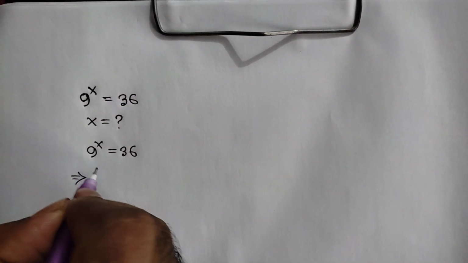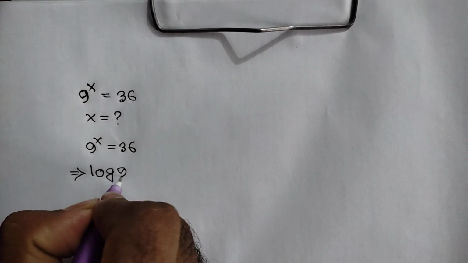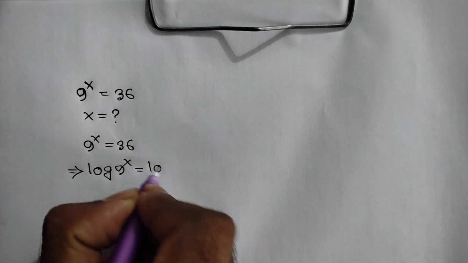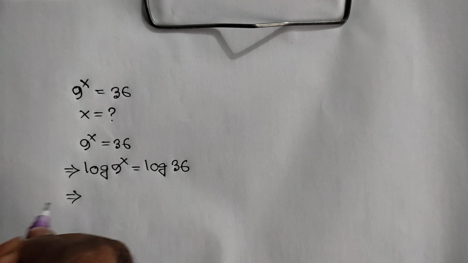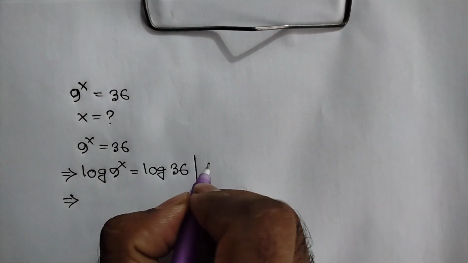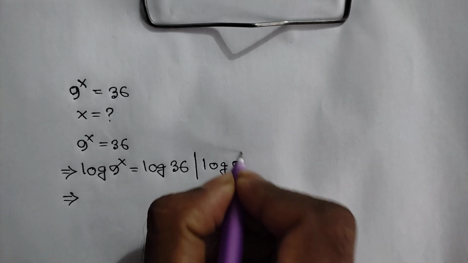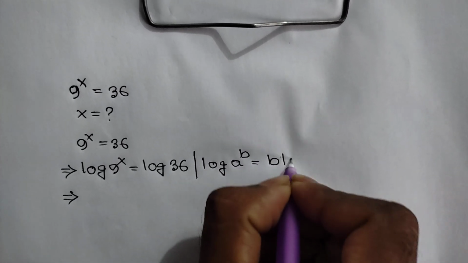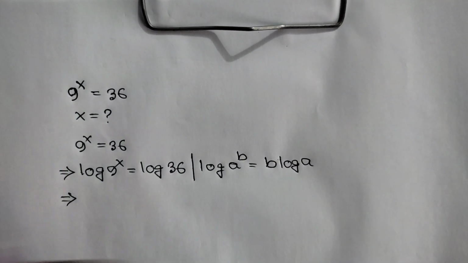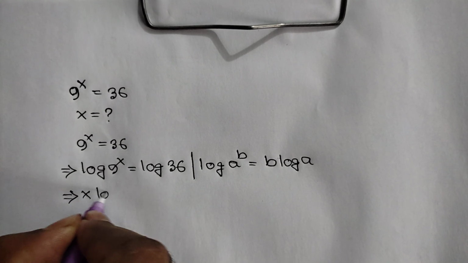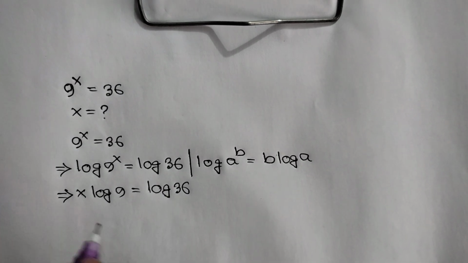At first, taking log to both sides, we can write log of 9 power x is equal to log of 36. We know the formula log of a power b is equal to b log of a, so here we can apply this formula. We can write x log of 9 is equal to log of 36.